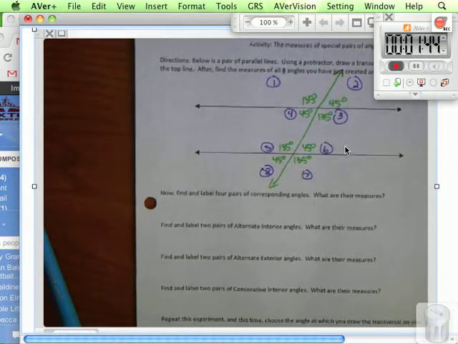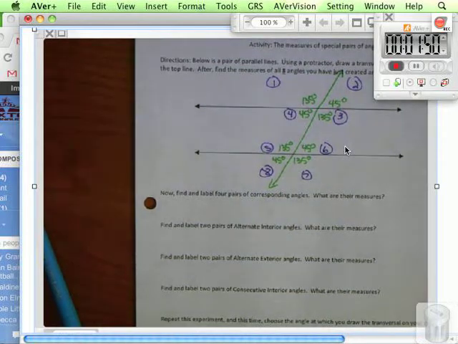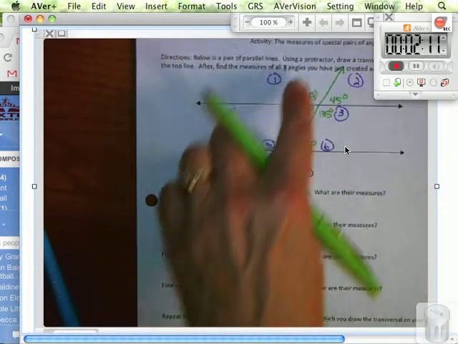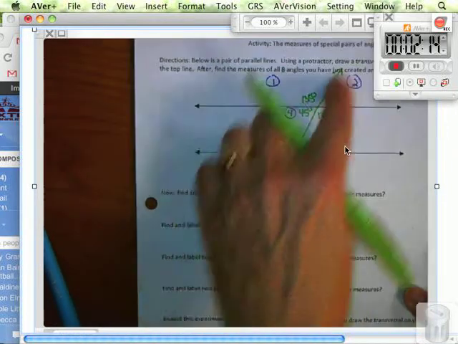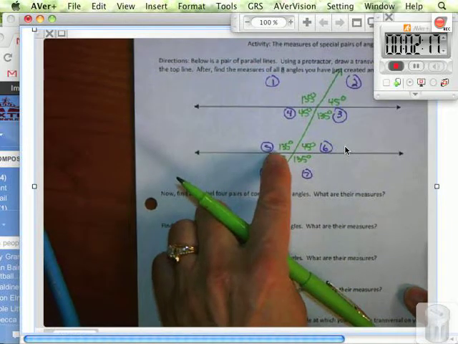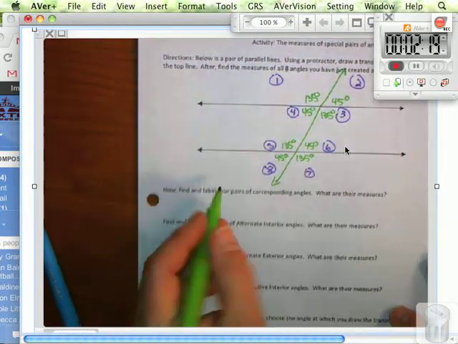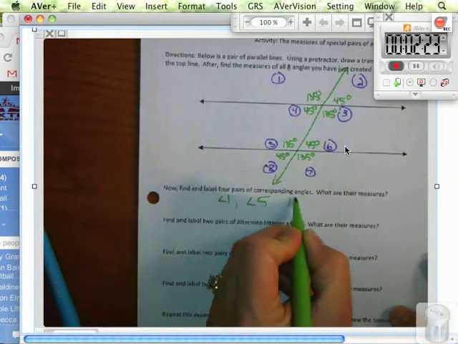But name and label 4 pairs of corresponding angles. What are their measures? Let's just name one pair. What's one pair of corresponding angles? Somebody tell me. Same spot. Josh, name me a pair of corresponding angles, using the purple numbers. 8 and 1. No, those aren't in quite the same spot compared to this transversal. How about 1 and 5? See what I'm saying? These two are in the same spot. So angle 1 and angle 5, and they are 135 degrees.